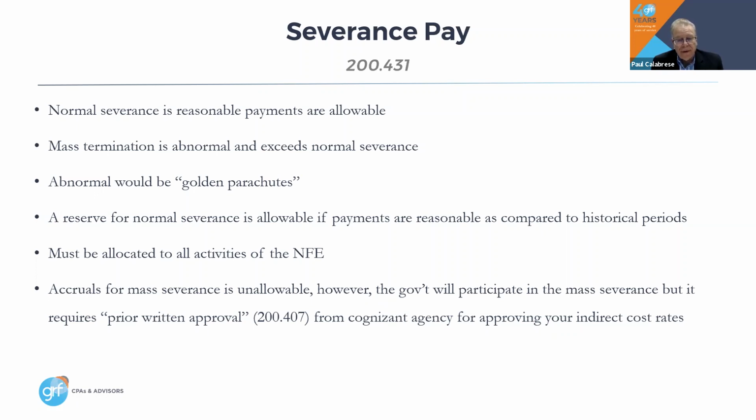And it should be like everything else, allocated and benefiting all aspects of your non-federal entity. So it often, and should probably, go in the fringe pool. It could go into G&A. Either way, we go to all of them. And you can't set up accruals for mass severance, but the government may help you with that. It's through what we call prior written agreement or prior approval. Okay, next slide.